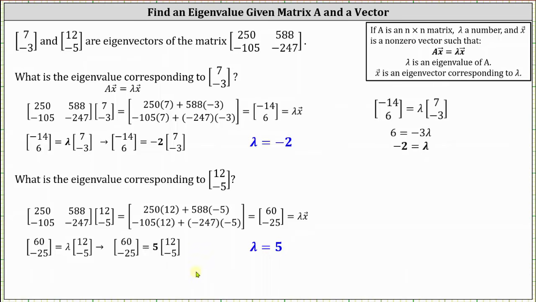Or again, if we need to, we can set up an equation using the vector equation here, where we have the vector (60, -25) equals lambda times the vector (12, -5). Again, we can select any corresponding elements in the two vectors and form an equation. If we use the first elements this time, we have the equation 60 equals lambda times 12, or 12 lambda. Dividing both sides by 12, we get lambda equals 5.